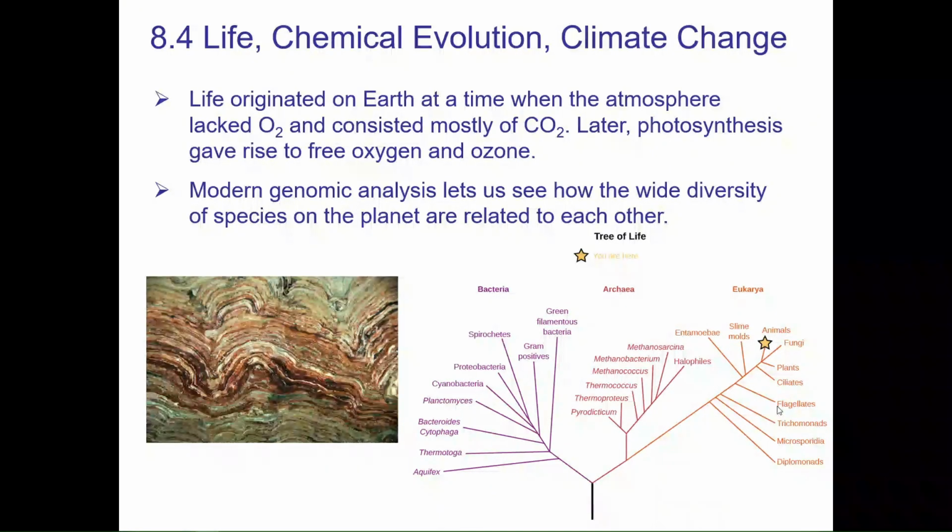I would like to say that one of the most special things about the Earth is that we have life on Earth. And life originated on Earth at a time when the atmosphere lacked oxygen and consisted mostly of carbon dioxide. You may still remember the Earth's atmosphere has carbon dioxide, now just a very small amount, and nitrogen. We believe our nitrogen and carbon dioxide mostly come from geological activity, like volcanism bringing gas from the mantle to the atmosphere.